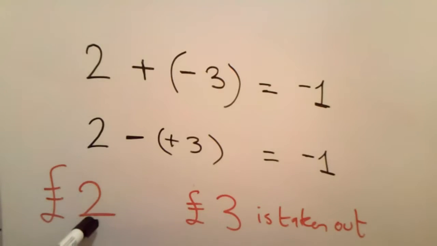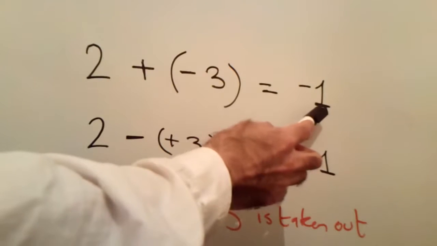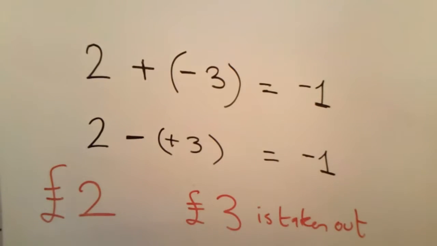Let's say you've got £2 in your bank account, and the bank charges you £3, and how much? So basically you're left with -1 as the amount you've got in your bank account.